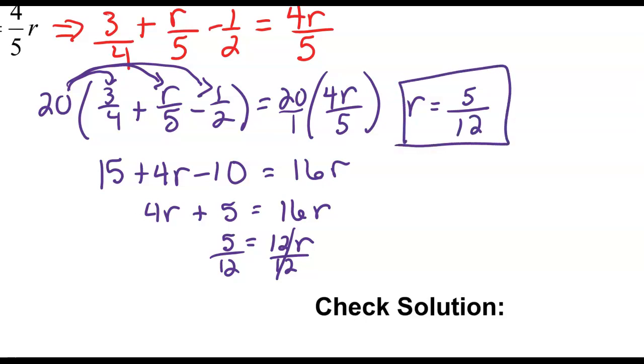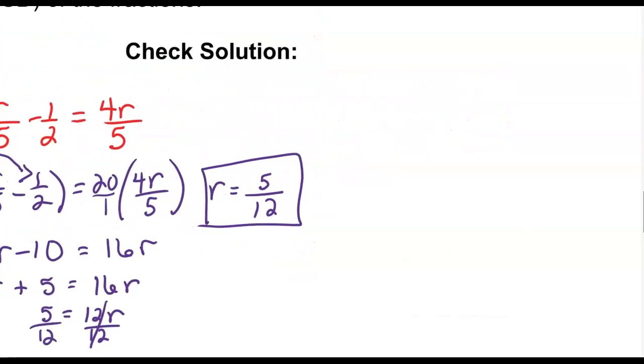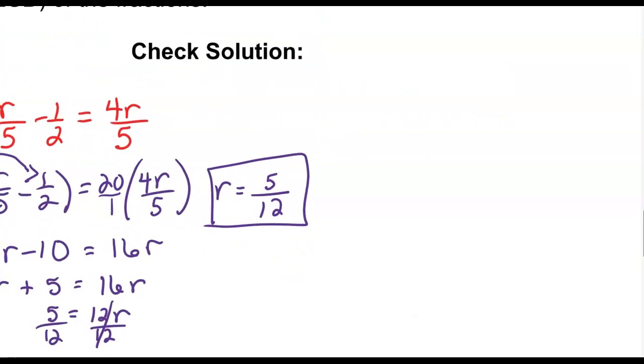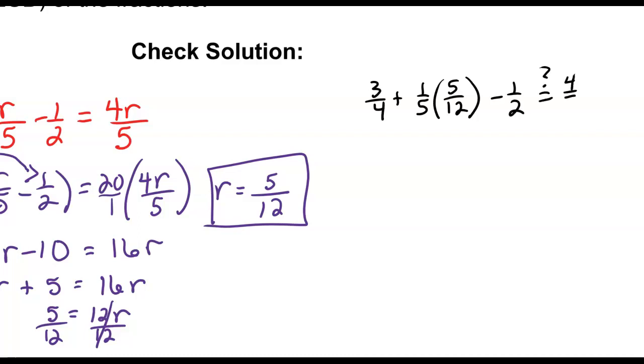Now, how do you know if you're correct? You must just check it, right? Can we plug it in? So let's do this real quick. So we got 3/4, and then we're going to go plus 1/5 times 5/12 minus 1/2. Does that equal 4/5 times 5/12?